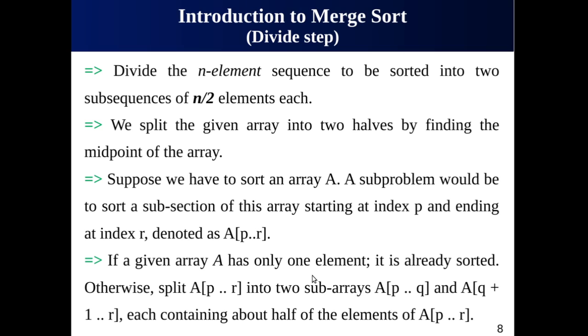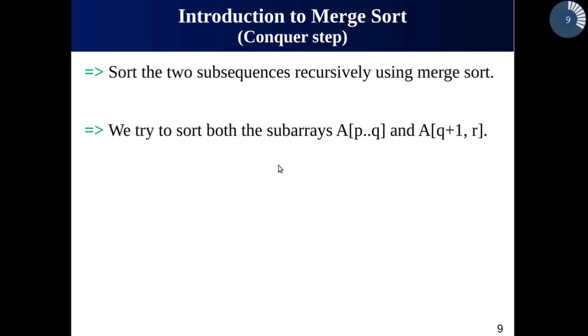Once you divide the array into two sub-arrays, the first sub-array will contain elements from P to Q. Here Q is 5, the mid element. So 1 to 5, this is going to be the first sub-array. Then Q plus 1, meaning 5 plus 1, that is 6. Then A[6..10] will contain the elements of the second sub-array. They are going to have the same number of elements, half on the left-hand side and half on the right-hand side. So that is how the divide step happens in the merge sort algorithm.